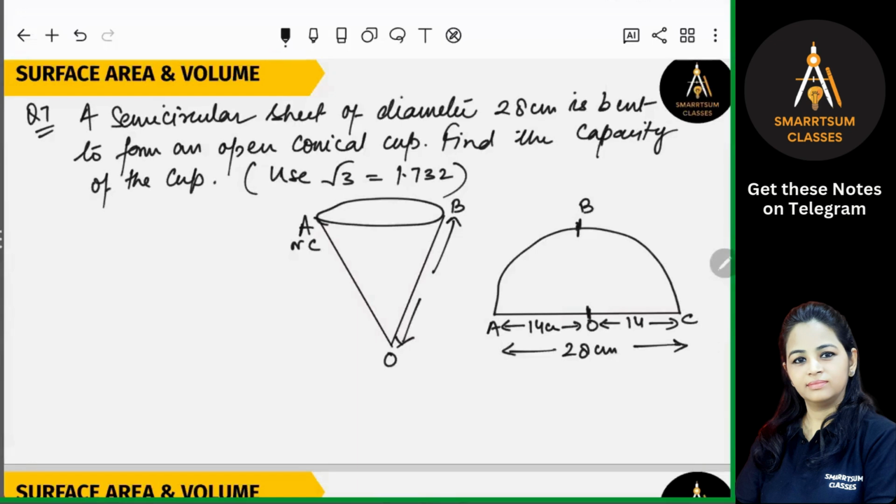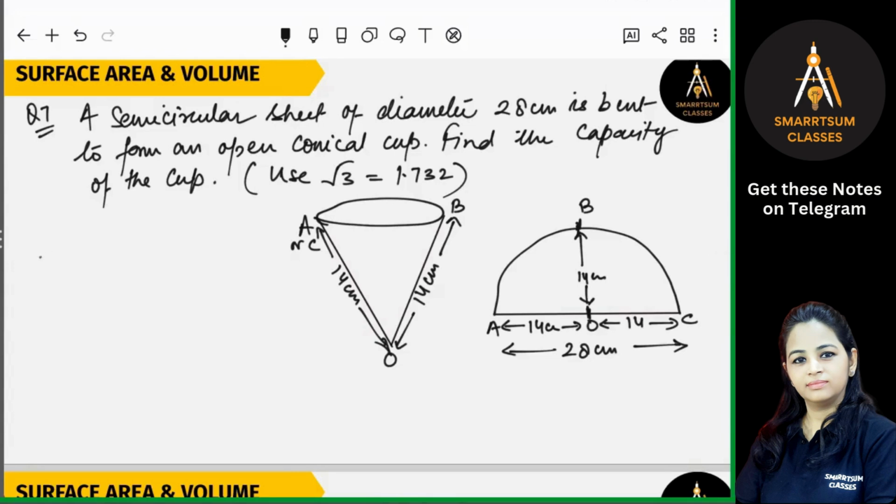Getting that? So this OB is what now? This is the radius, right? So the radius of the semicircular sheet will become the slant height of this conical cup. This becomes the slant height of this conical cup. Are you getting it? Yes, Anvi and Rudra. And similarly here, this will be your 14 centimeters. So your slant height will be the radius of the semicircular sheet, that is 14 centimeters. Is that clear?